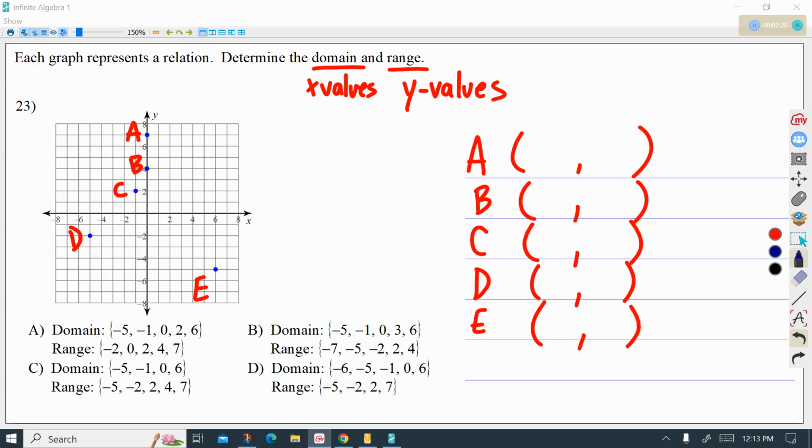Don't forget that 5 is in between 4 and 6, 3 is right here, and 1 is in between 0 and 2. We have to understand that in the middle, we have 0. So both A and B have an x coordinate of 0.